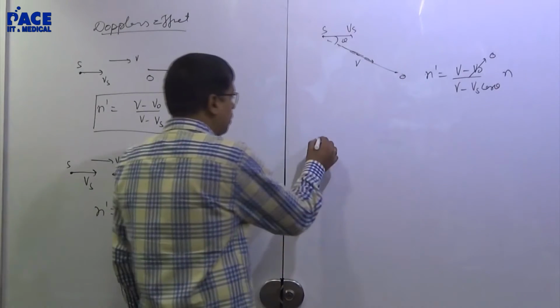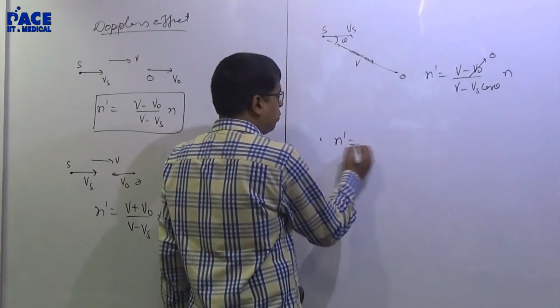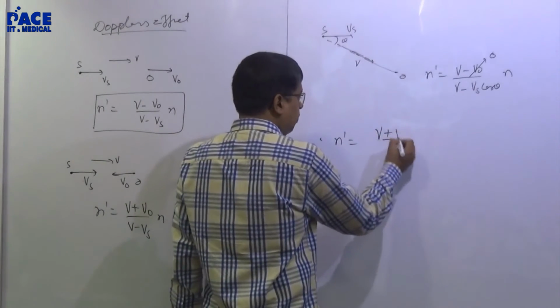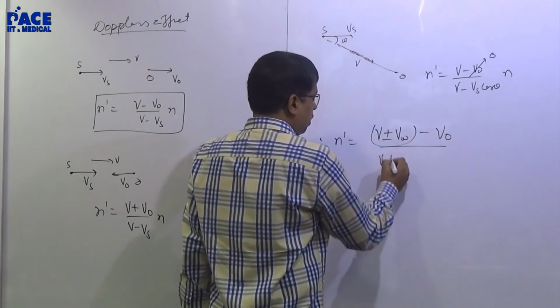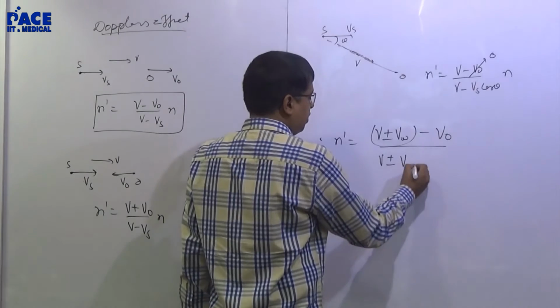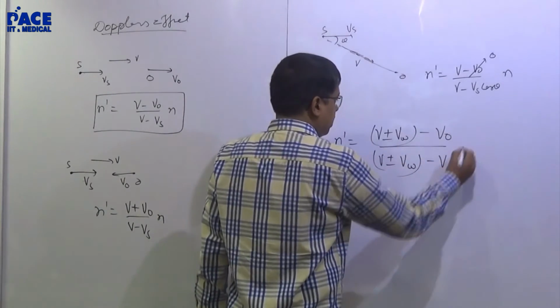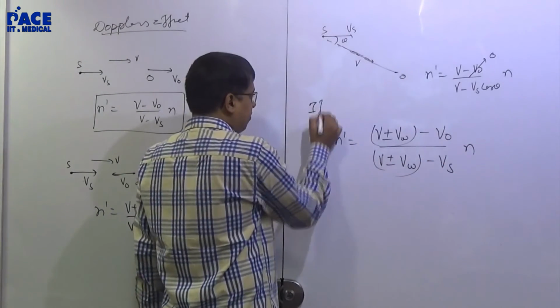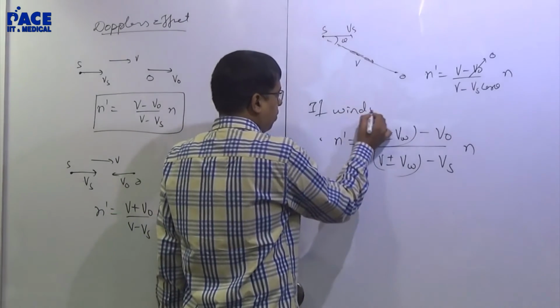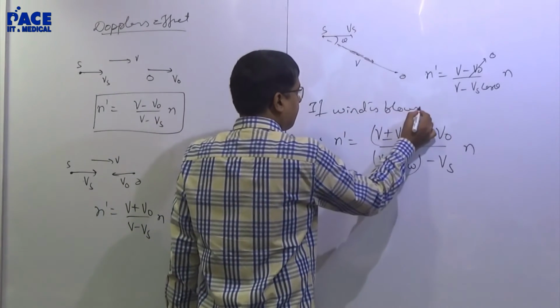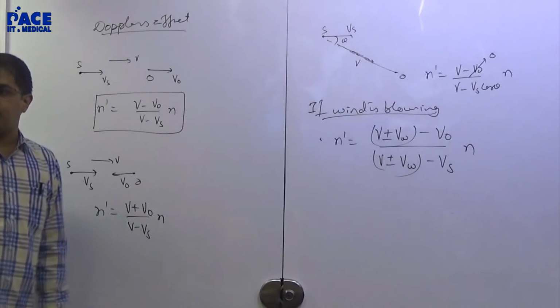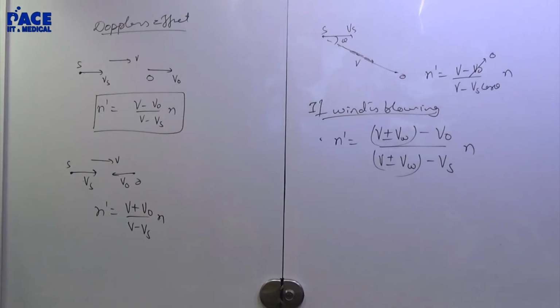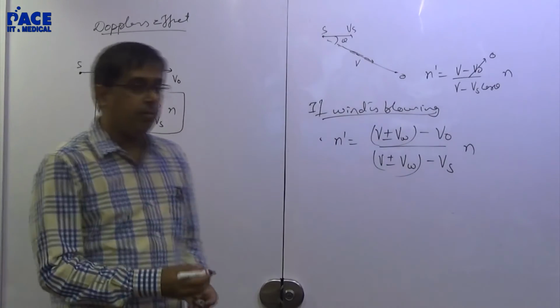What if wind is blowing? N dash will be (velocity of sound plus or minus velocity of the wind minus V naught) by (V plus or minus velocity of the wind minus Vs) into N, if wind is blowing. If wind is in the direction of sound, you will take V plus velocity of wind. Wind is opposite to the direction of sound, take V minus.